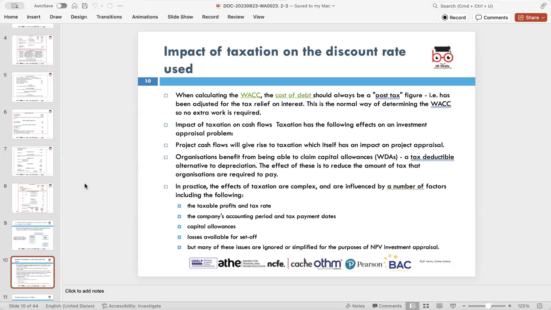When conducting investment appraisal, it is important to consider the impact of taxation on both the discount rate, in the WACC calculations, and the project cash flow. By accounting for these tax implications, organizations can make more informed decisions about their investments and ensure that they accurately assess their profitability.